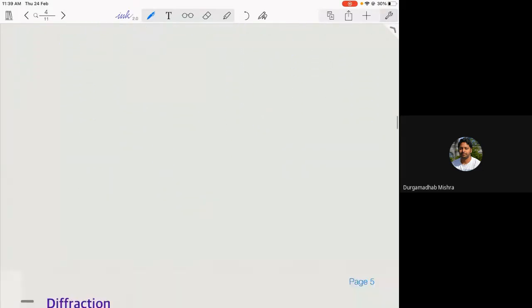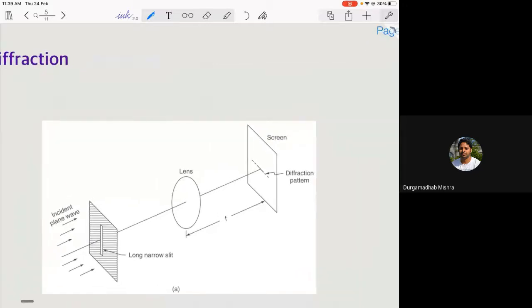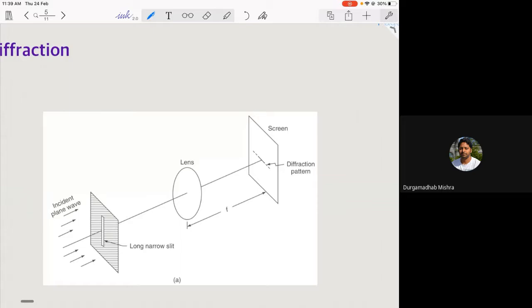So when we say diffraction, here I am showing an example of a diffraction pattern. What you have is basically some aperture, in this case a slit, not a narrow slit, and parallel waves incident on the slit. It is a single slit that we are using, and here they are using a lens to focus the light on the screen. So f is the focal length of the lens, and you will observe a pattern or a distribution of intensity on the screen due to this single slit.